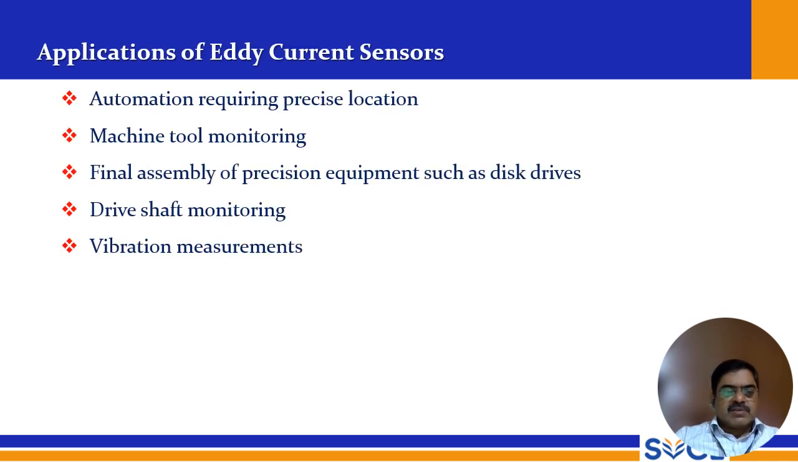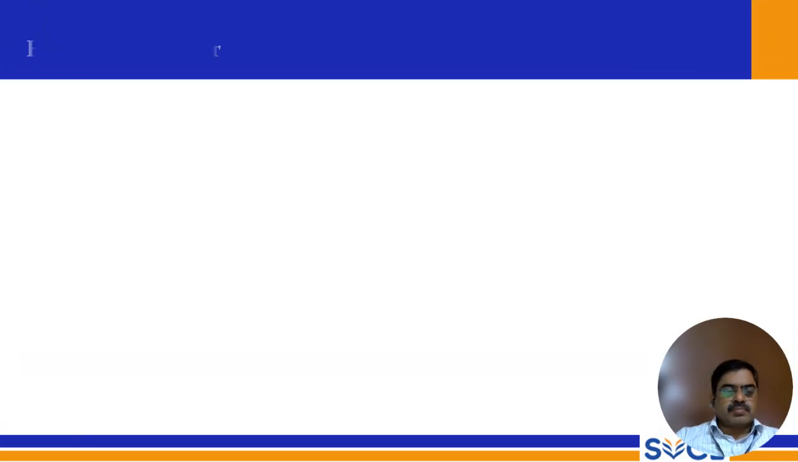Applications of eddy current sensor: automation requiring precision location, machine tool monitoring, final assembly of precision equipment such as disk drives, drive shaft monitoring, vibration measurements.